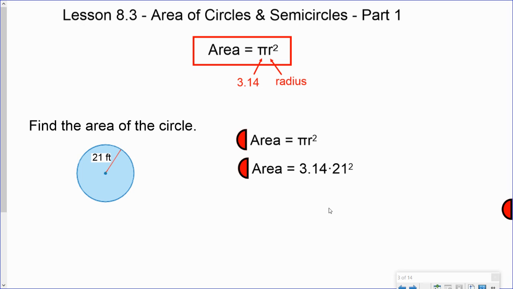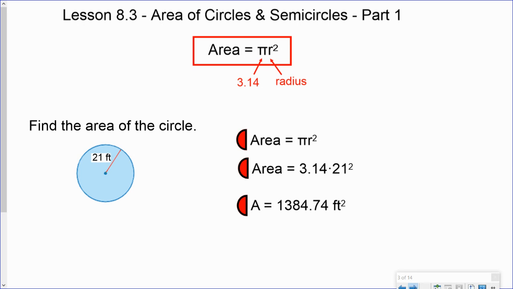Now we'll grab our calculator and we'll multiply this together. Be careful that you don't accidentally square the value of pi times 21. That's a common mistake. You may want to actually do the 21 squared first, so 21 times 21, and then multiply it by 3.14. When you've done that multiplication, you should get an answer of the area equals 1,384 and 74/100 feet squared.